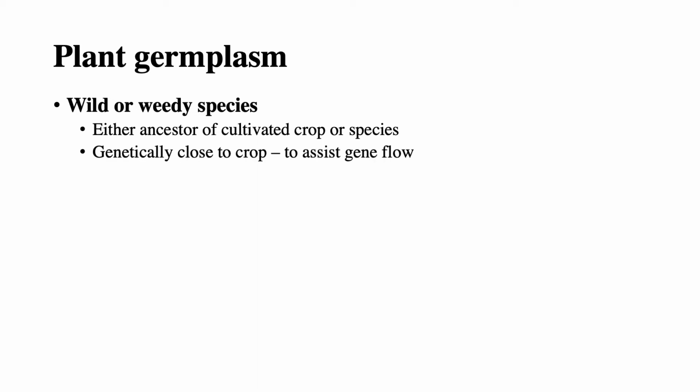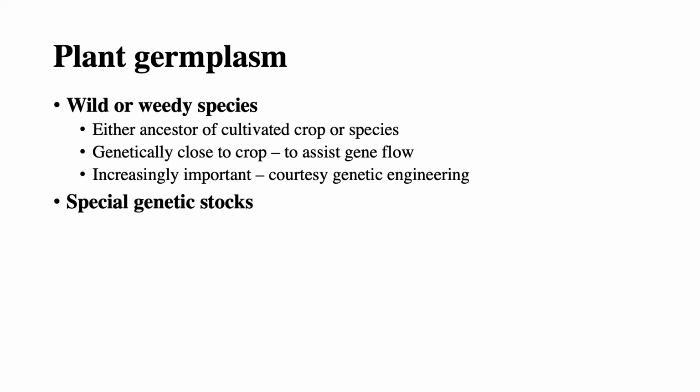So now what are wild or weedy species? Wild and weedy species are related to the cultivated species. These are either the ancestors of a cultivated crop or species. The wild and weedy species are genetically close to the crop so that genes can flow between them without much difficulty, or the genetic barriers between them can be removed by certain methods such as embryo rescue of hybrids. These germplasm resources are becoming increasingly important as genetic engineering has facilitated the transfer of genes from different plant species, families, and even genera.